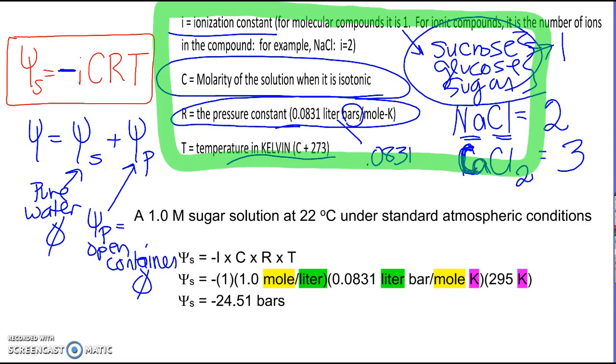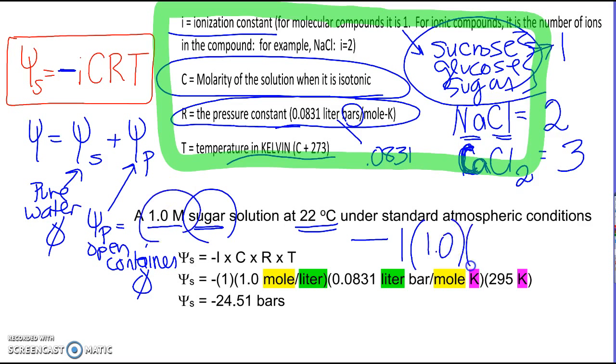So I put a sample problem here as a walkthrough just to show you how it all fits together. It's a 1.0 molar sugar solution at 22 degrees Celsius, and they want you to calculate the solute potential. So it's negative ICRT. I is going to be 1. C, concentration, is your molarity, so that's 1.0. The gas constant, or the pressure constant, R, is going to be 0.0831. And the temperature is 22, and they remind you to change it to Kelvin, and they tell you the formula to do that. You add 273, it's going to be 295.